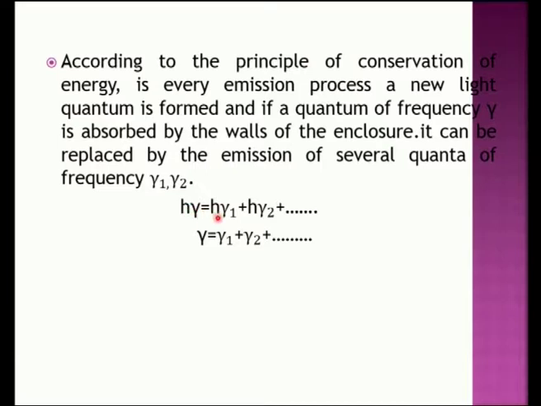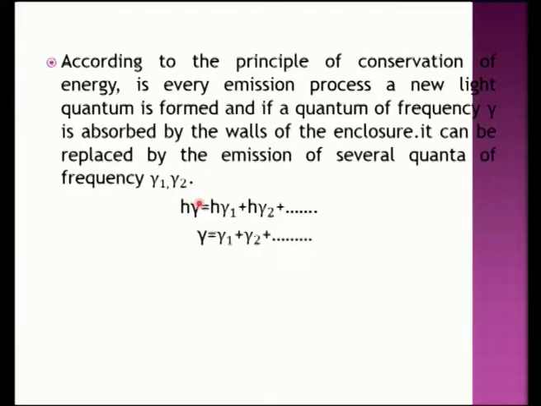So, h nu is equal to h nu 1 plus h nu 2 plus h nu 3, etc. Here h nu 1, h nu 2 are the energies possessed by each light quantum emitted. h nu is the energy absorbed by the particles in the walls of a thermal enclosure. So, according to Planck's hypothesis, h nu is equal to h nu 1 plus h nu 2 plus etc., and nu is equal to nu 1 plus nu 2 plus etc.